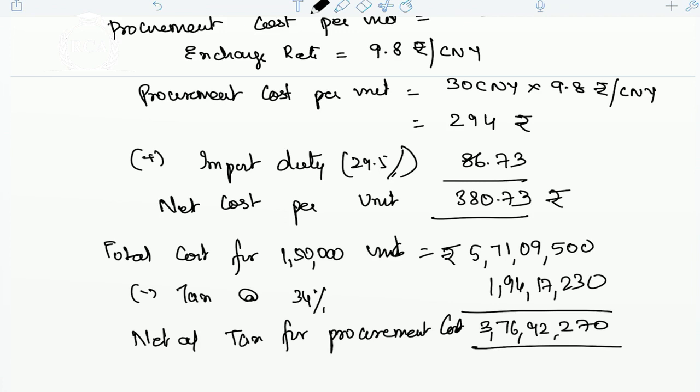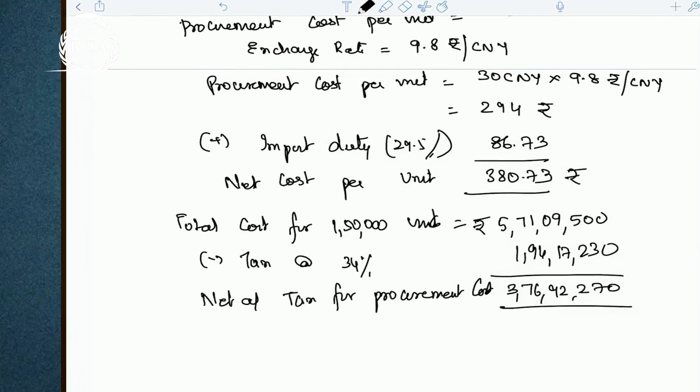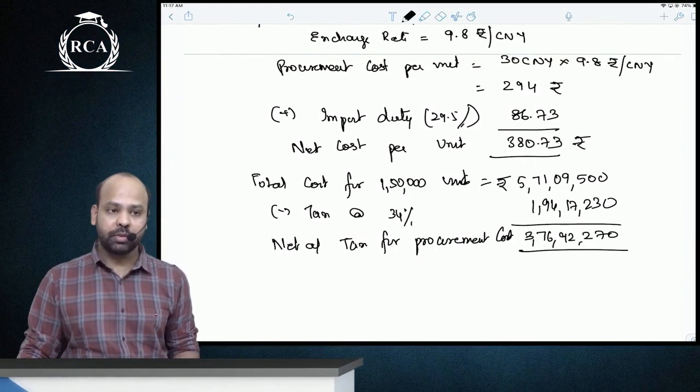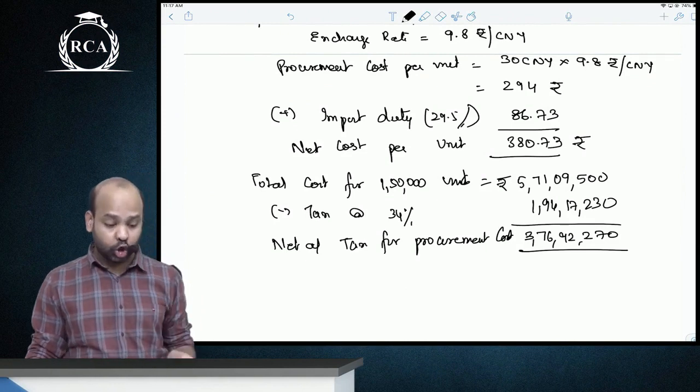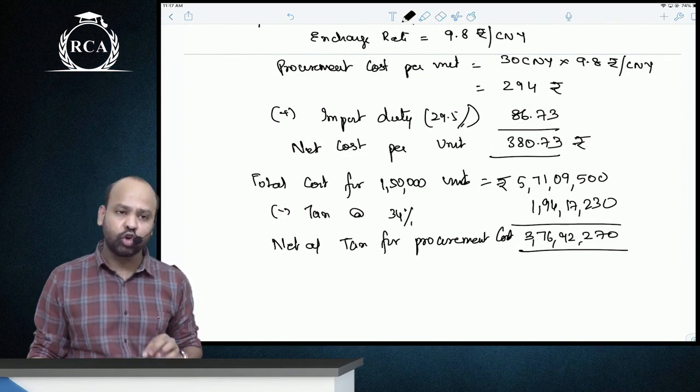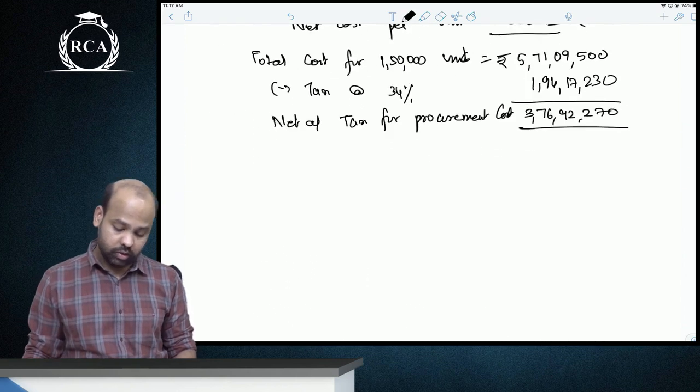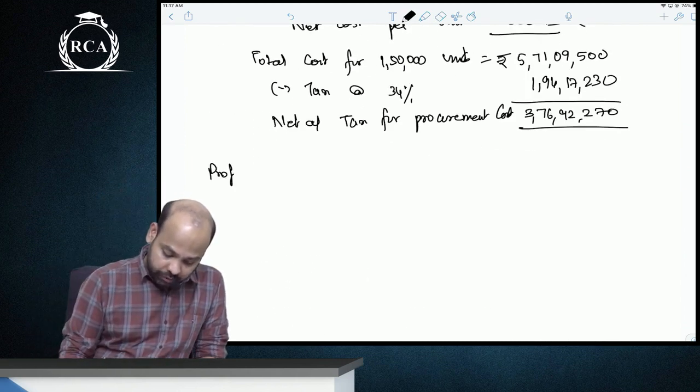Procurement cost is clear. Shall we proceed to profitability? Yes. Just in case someone is not done with this procurement cost, beta, please pause it here. And if you want to compute the profitability of the Chinese subsidiary on your own, please pause it and finish it. Okay, sir. Now we will compute profits, guys, of the Chinese subsidiary.